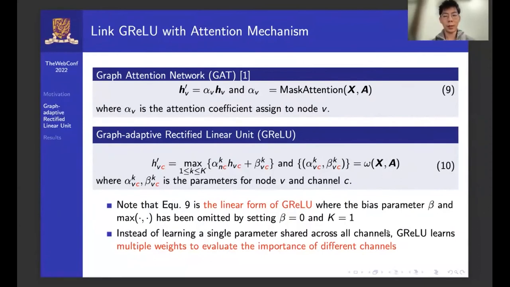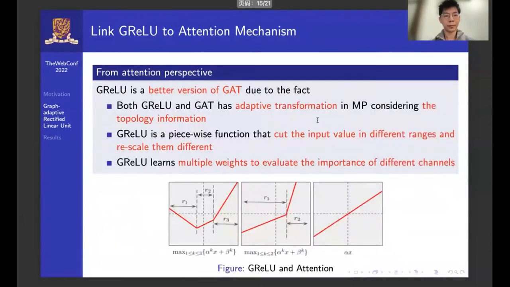So instead of learning a single parameter shared across all channels, gReLU learns multiple weights to evaluate the importance of different channels. We can see here, the C means we assign a different parameter to different channels, and here we only assign different parameters to different nodes.